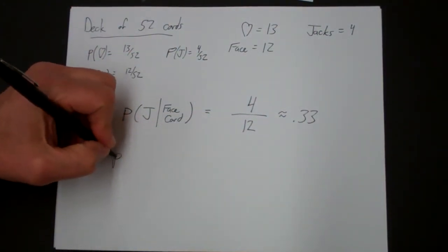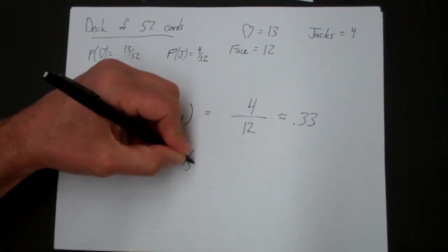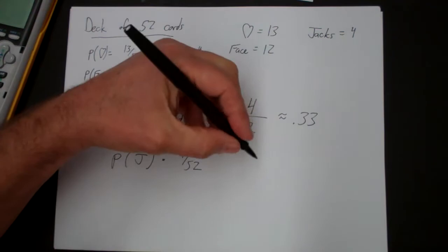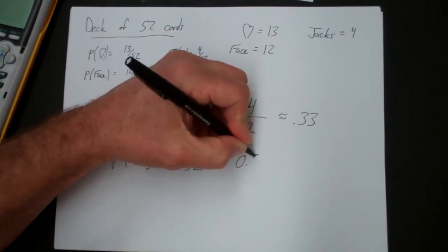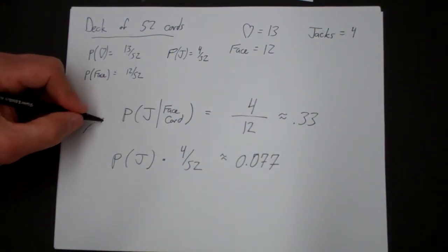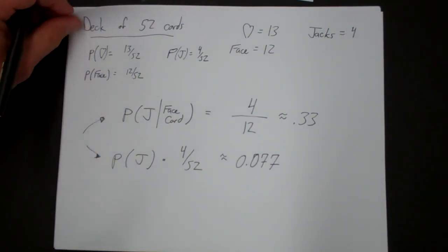Now compare that to the probability of a jack straight on, which was 4 out of 52. Let's figure out what that is in a percentage. 4 divided by 52 is around 7.7%. And if you notice, the probability of having a jack changes a lot if you know it's a face card.